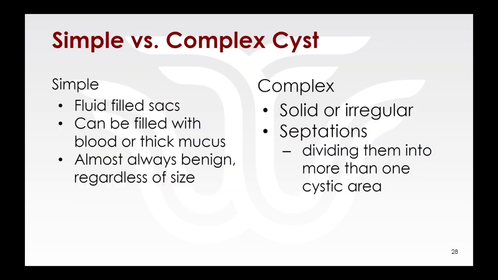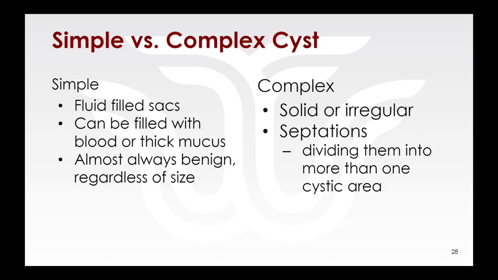Okay, so now we're to simple versus complex, right? So you can have a functional, simple, or complex, or you can have a non-functional, simple, or complex. They typically fall into one category, though. Simple are fluid filled. They can be filled with different kinds of fluids, so keep that in mind. It can be blood, thick mucus, thin, watery fluid. They're almost always benign, no matter how big they get. So even if you have an 11 centimeter simple cyst, it is almost always benign.